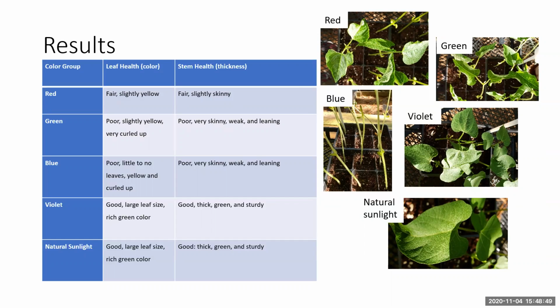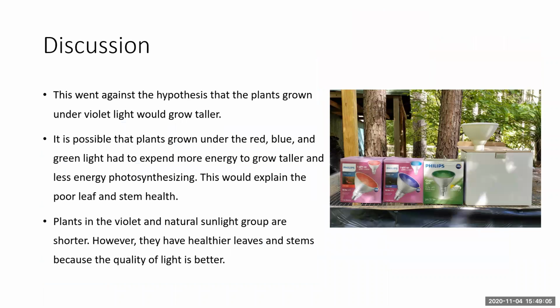The violet and natural sunlight groups showed larger leaf sizes and a darker, more rich green color. The stems were also thicker, and that indicated a healthier plant. So the results of the experiment did go against the hypothesis that the plants grown under violet light would grow taller. However, the hypothesis was partially correct because the health of the plants in the violet light and the natural sunlight groups was better compared to the other groups.